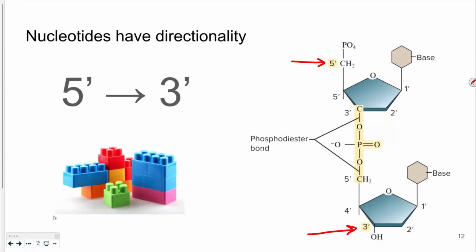This directionality becomes critical when we discuss DNA replication. The 5 prime end of our new nucleotide here is going to attach to the 3 prime end of the previous nucleotide. Just like Legos, the linking together of nucleotides only works when both pieces are oriented in the correct way.